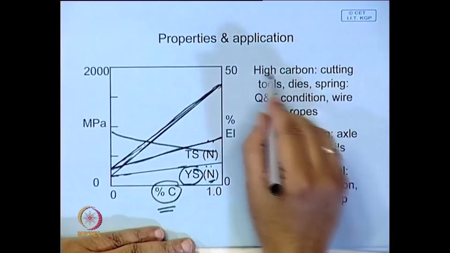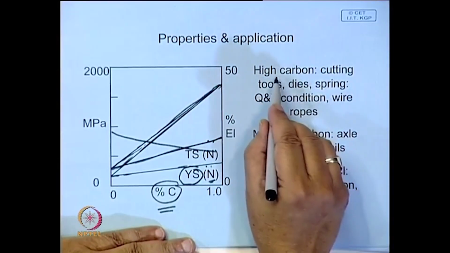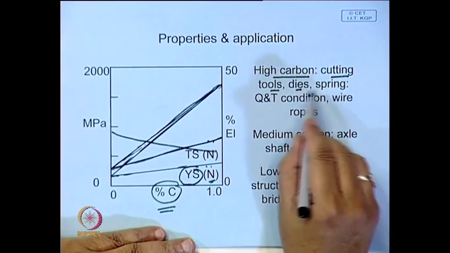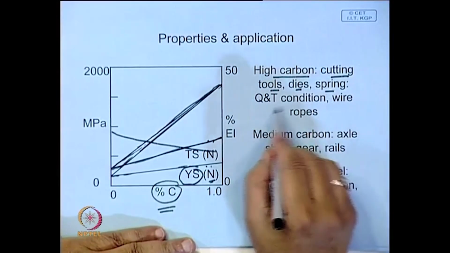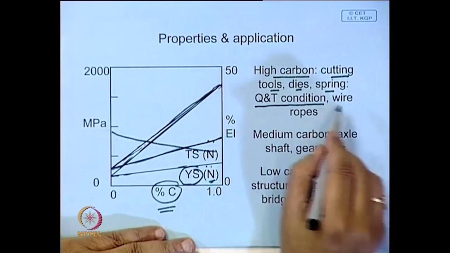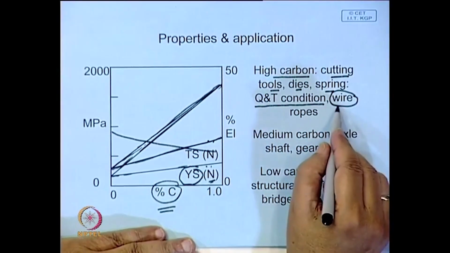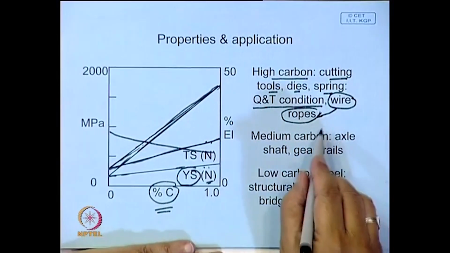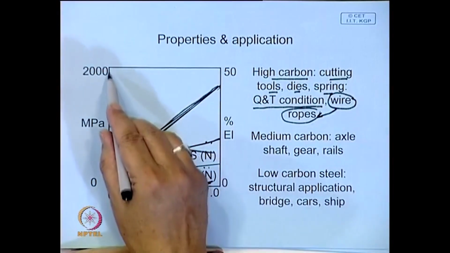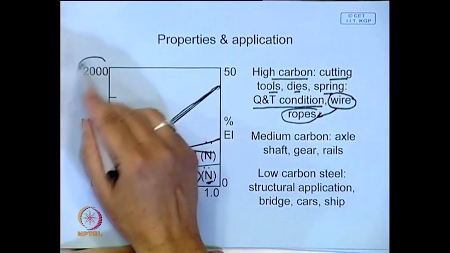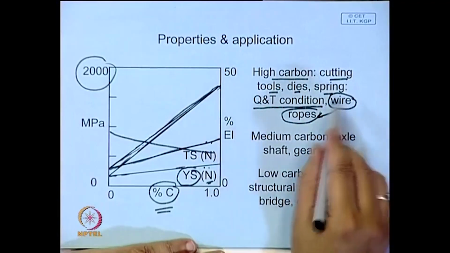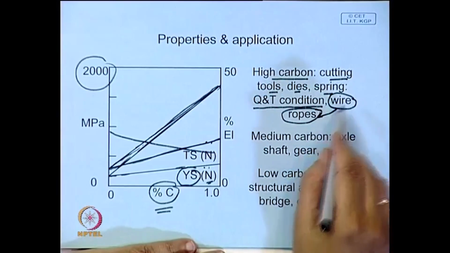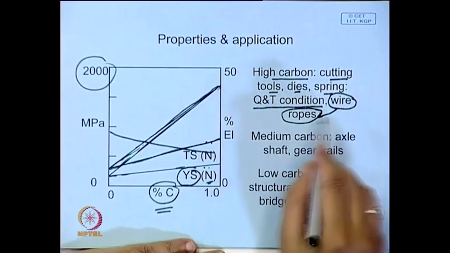To sum up, you see some applications which are listed here: high carbon steel, particular application, cutting tools, dies, then springs, they are used in quench and tempered conditions. We have wire ropes, these are also high carbon steel, but they are given a very special heat treatment. We will learn about it a little later, and here the strength can be as high as around 2000 MPa, and they are used for wire ropes and load carrying, and even rope bridges are made up of this type of steel.